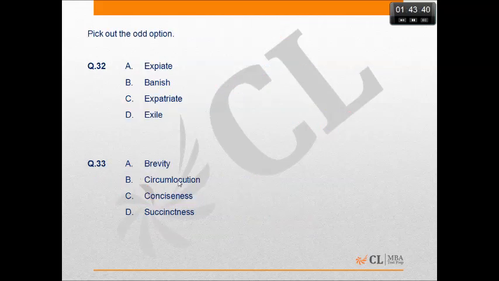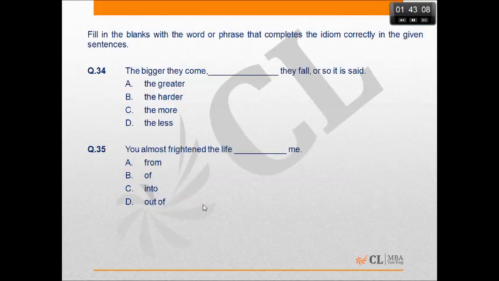Pick the odd one out. Expiate, banish, expatriate, exile. These seem to be banish, expatriate, which is to send someone out of their home country. You have banished, yeah. All these mean sending a person out. Expiate should be the answer. Brevity, circumlocution, conciseness, succinctness. Circumlocution is long-winded. All others are synonyms or similar. Okay.